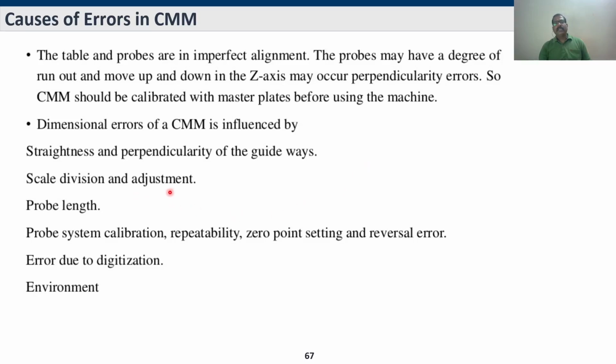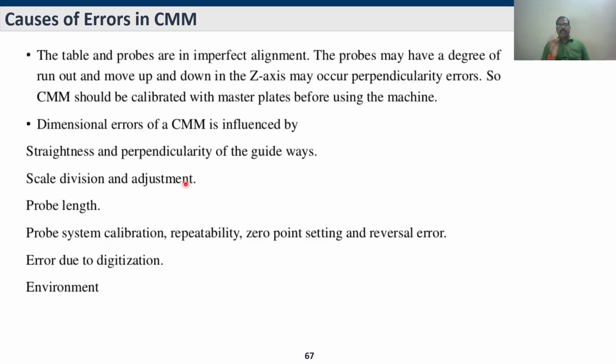Then scale deviation and adjustment. If you are doing some measurement, calculation errors, like computational errors, and practical errors are also there. We'll discuss them in the coming slide. Also, due to probe length not being maintained properly, or the probe system not being calibrated. Previously, I said how to do the calibration of the probe. As stated, you have to keep the sphere and, at least in four places as per ISO, do the calibration and check the reading. If that probe calibration is not done, you will get error.